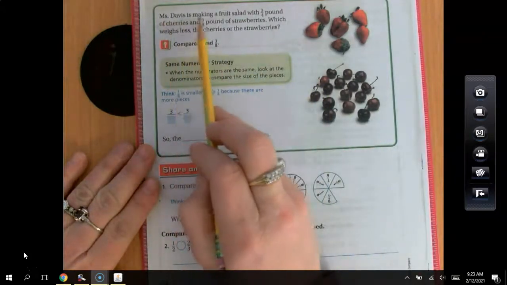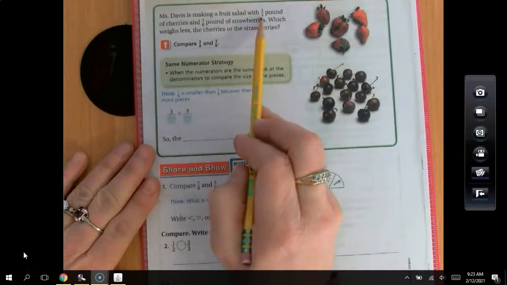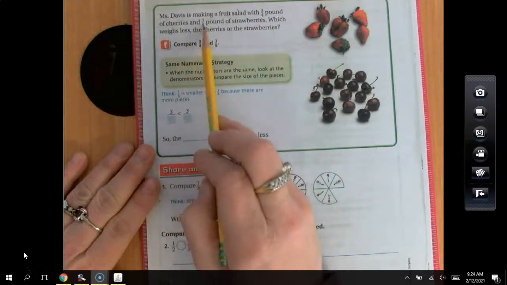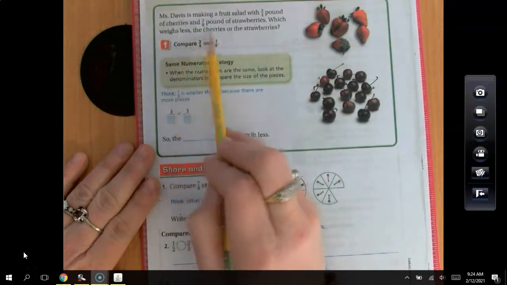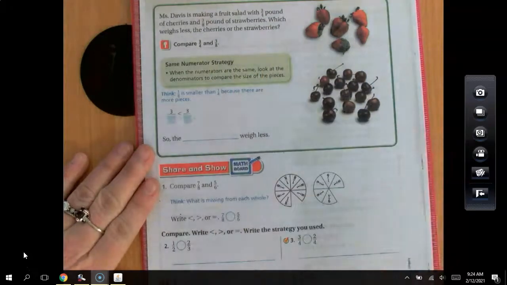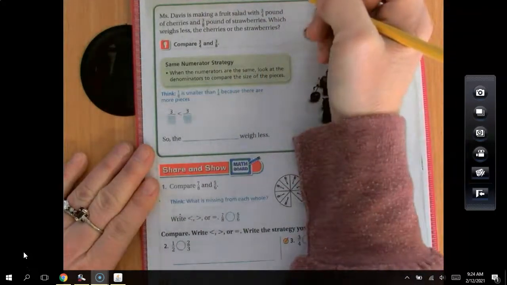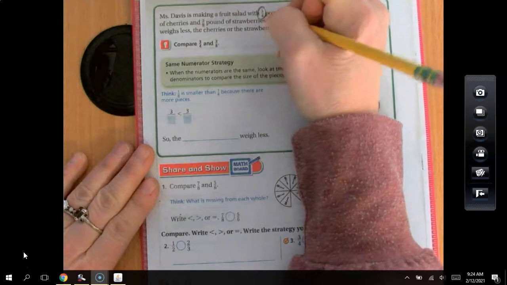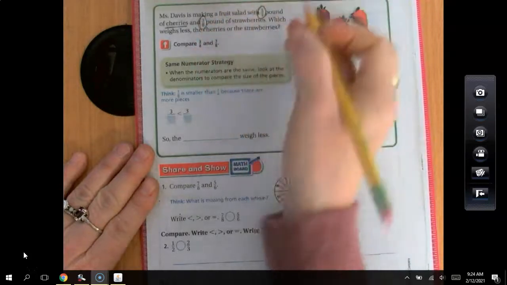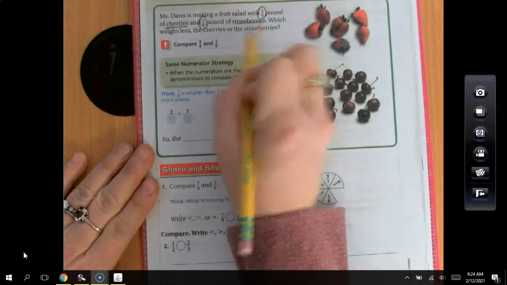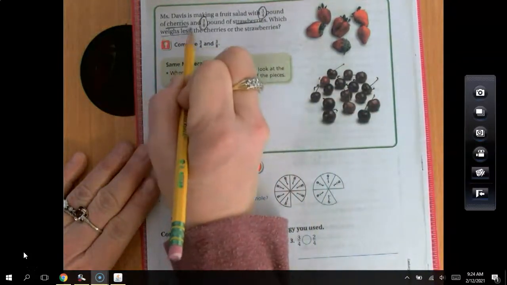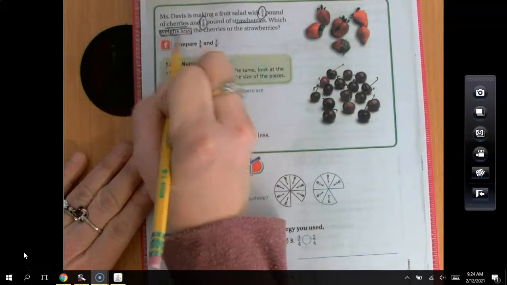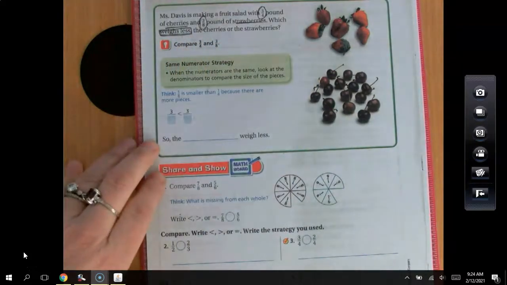It says Miss Davis is making a fruit salad with 3/4 pounds of cherries and 3/8 pounds of strawberries. Which weighs less, the cherries or the strawberries? Well, let's circle what we need to find out, okay? The important information. I need to have 3/4, and we're talking about cherries, and I have 3/8 pound, but we're talking about strawberries. Now, I want to know which one weighs less, okay? I need to find out which one weighs less.